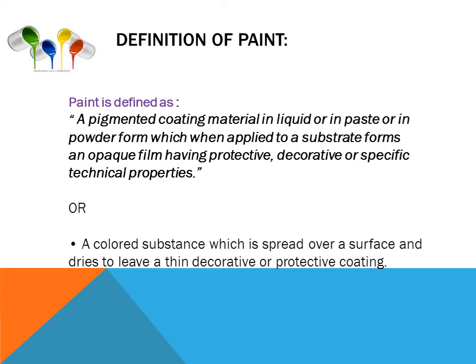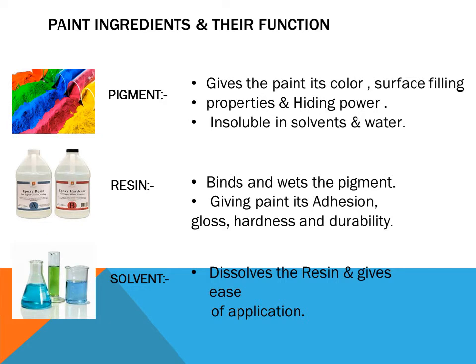So here I mentioned another definition. We can say paint is just a colored substance, and once it is sprayed over a surface, it dries in a thin layer and provides a very decorative and protective coating. So both definitions are very good. Learn them, and if someone asks you, you can just tell those definitions.